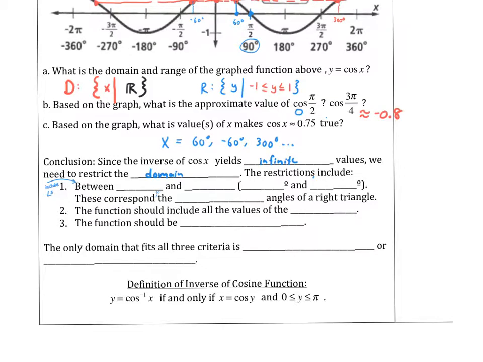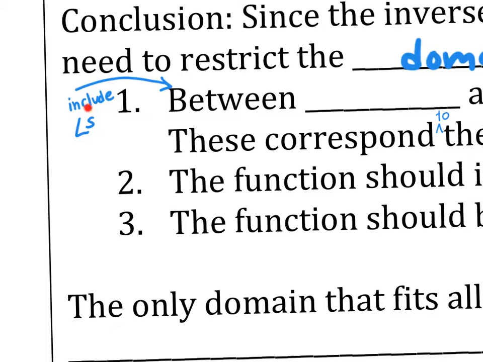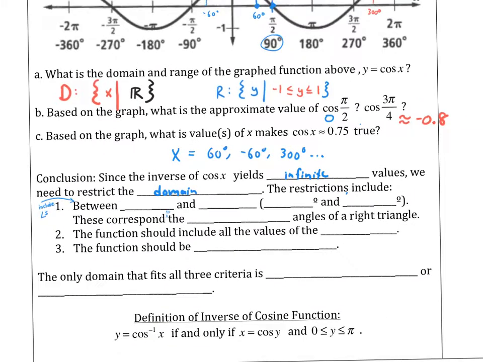So here are some criteria for things to include. Number one, I meant to say included angles that are between. So I'm not saying restricted only, but it's got to include the angles between. If we're talking radians, it's 0 and pi over 2. The reason for that is because that's 0 degrees and 90 degrees, which on a right triangle, that corresponds to the acute angles of a right triangle. So one criteria is that it's got to be between 0 and 90 degrees, or 0 and pi over 2 radians.